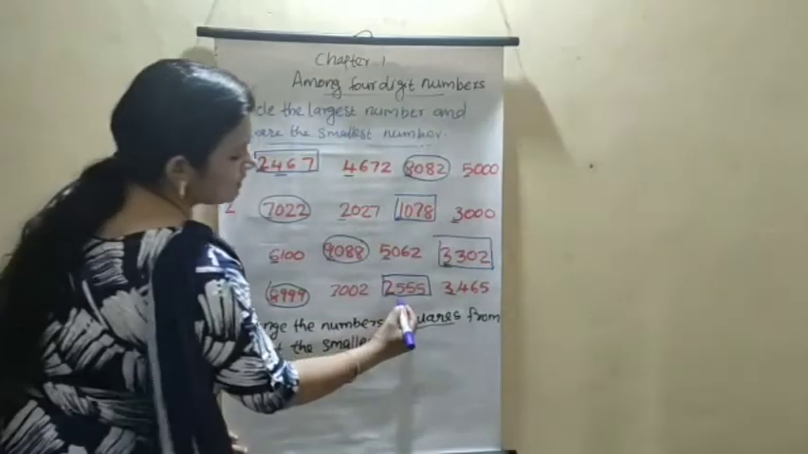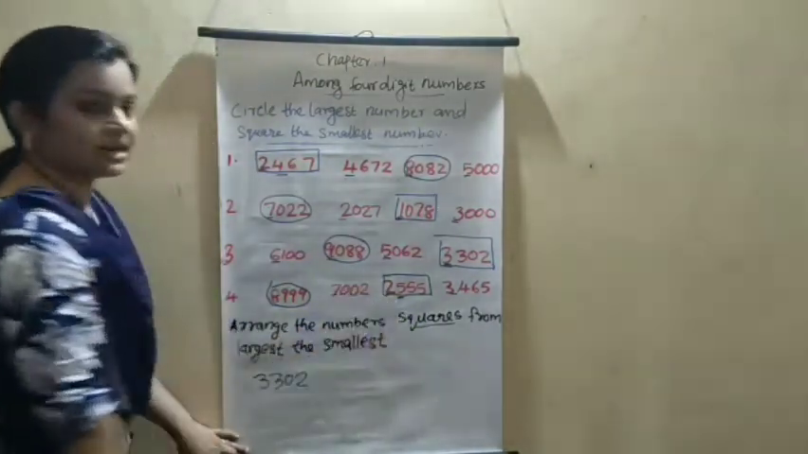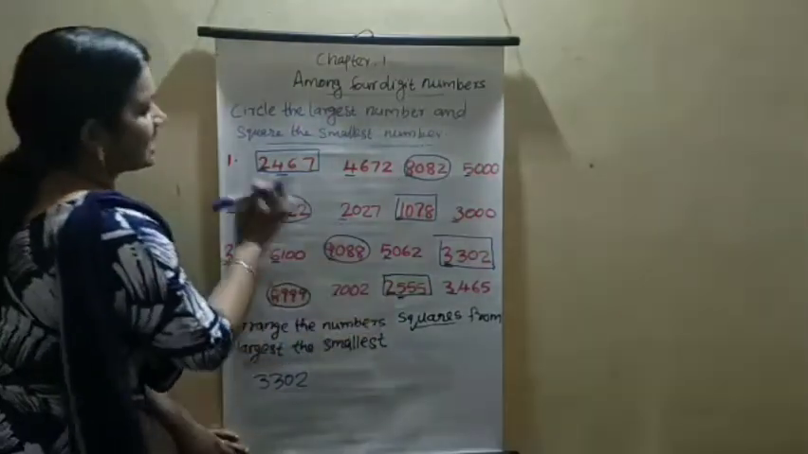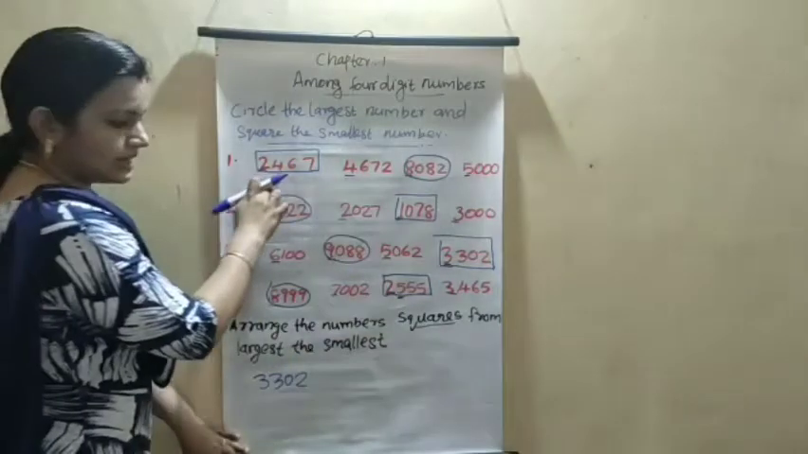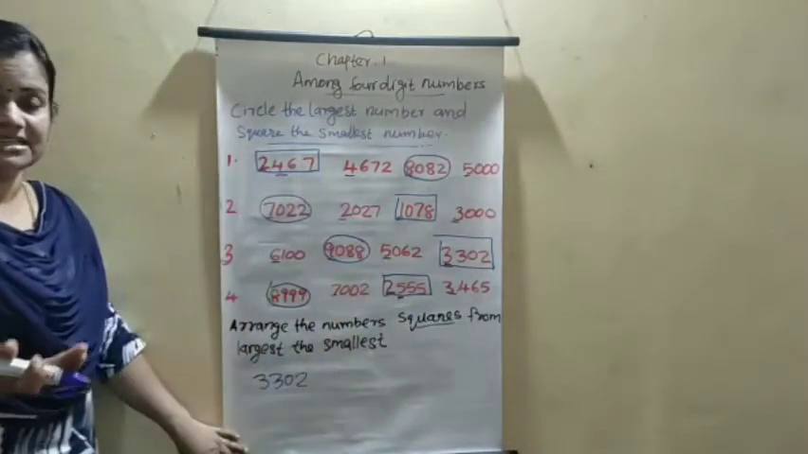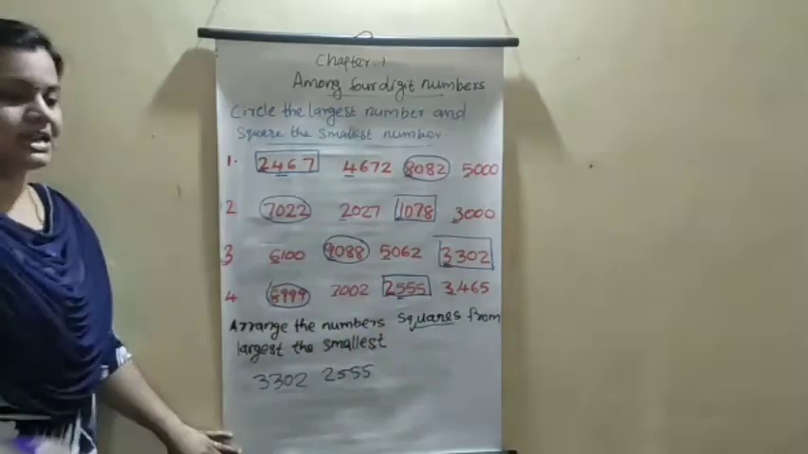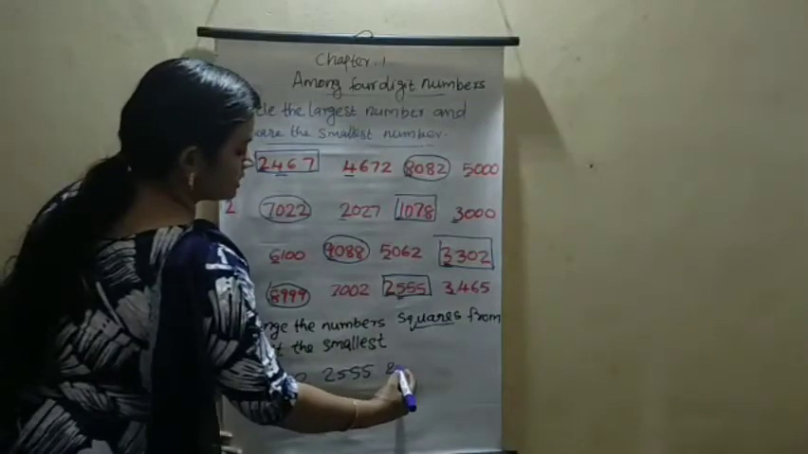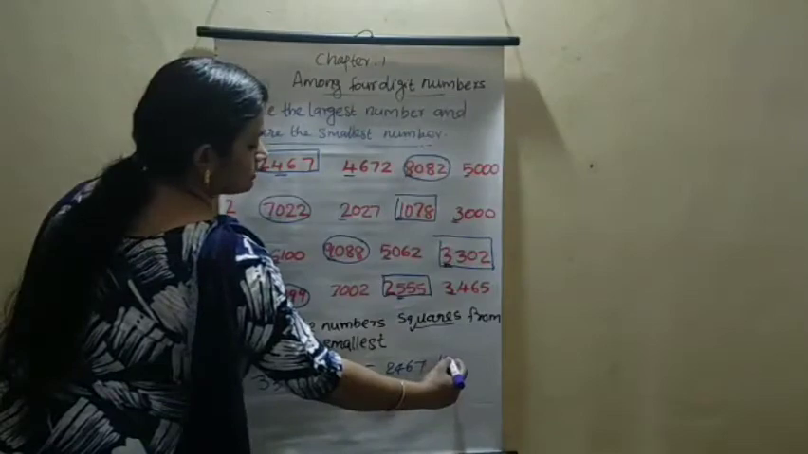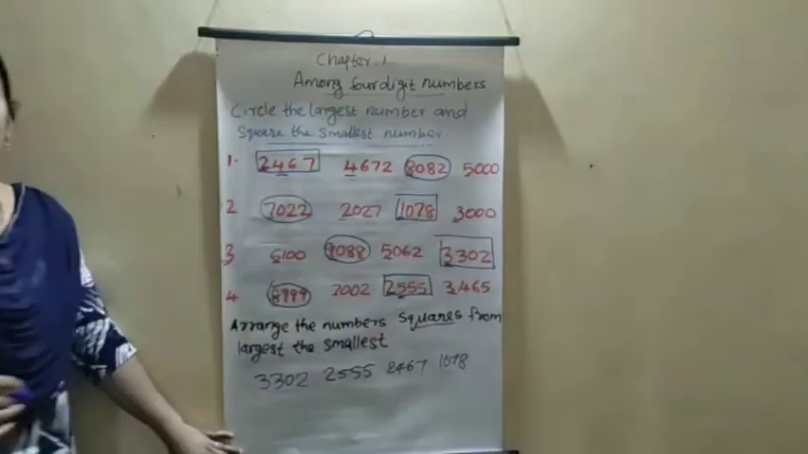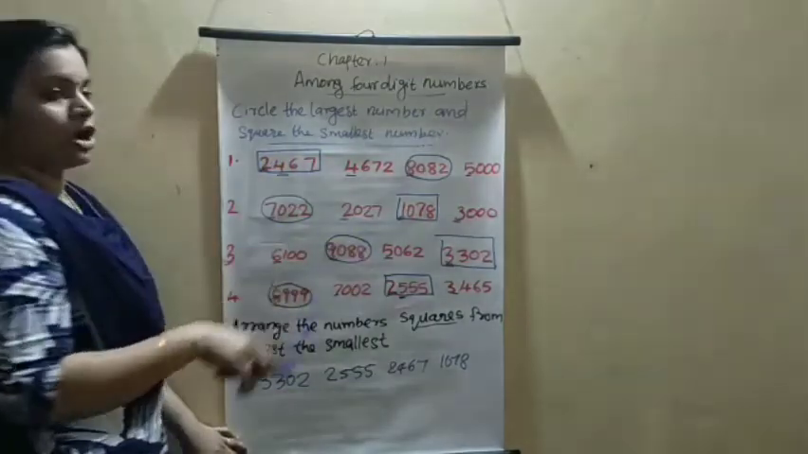2467, 2555. Which is the largest one? 400 or 500? Because the thousands places are the same, we check the hundreds place. Here is 400, here is 500. Which is the biggest one? 2555 is the next number. Again we write 2467. Last we write 1078. Understood all? First of all, you find the largest and smallest numbers.